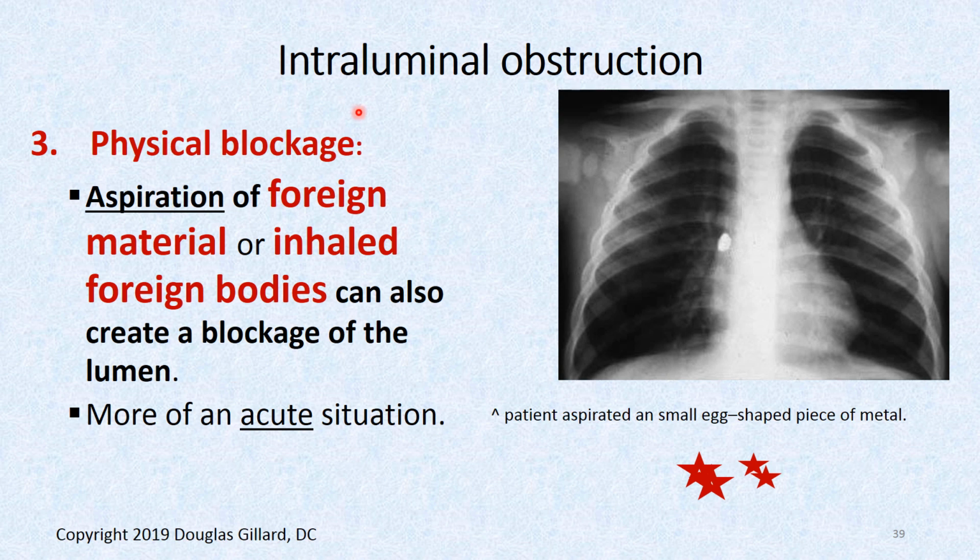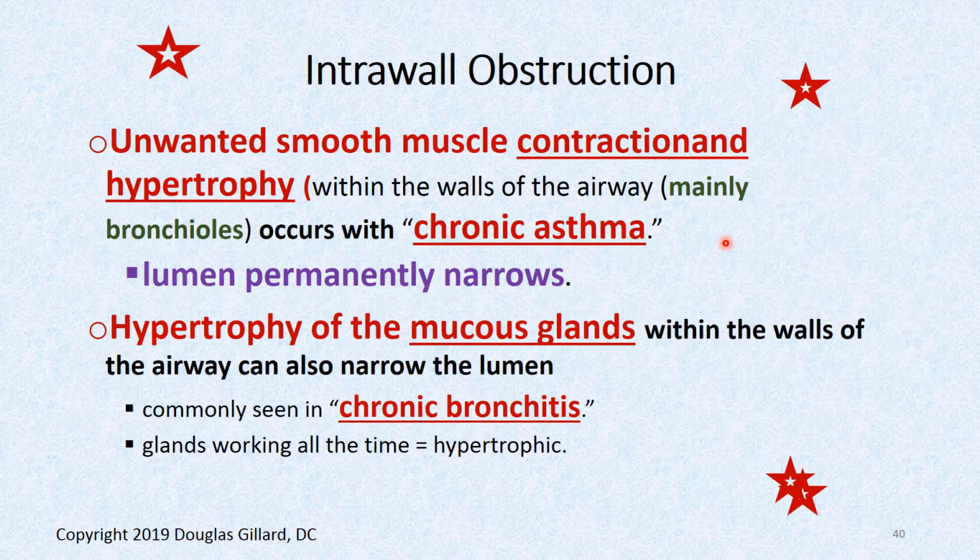We're still talking about intraluminal obstruction. Well, what if you choke on something? We've all had some water go down the wrong pipe. What if you swallow something and it goes down the wrong pipe? Here's an egg-shaped piece of metal this kid somehow swallowed, and it went down the wrong pipe. So that can cause a physiological blockage of the flow of air there. So that's another intraluminal obstruction.